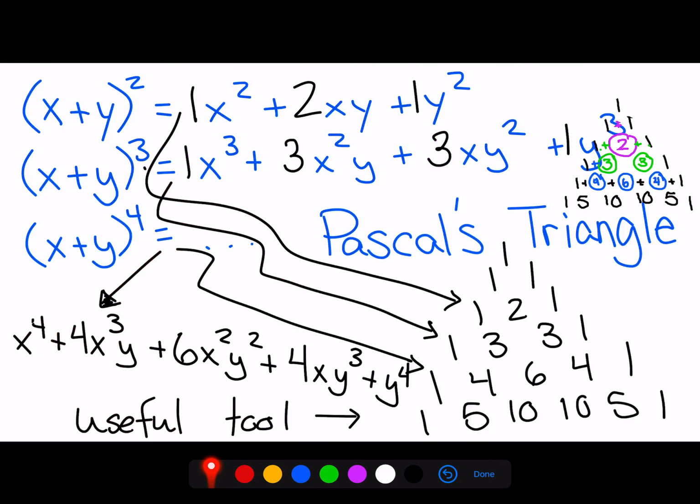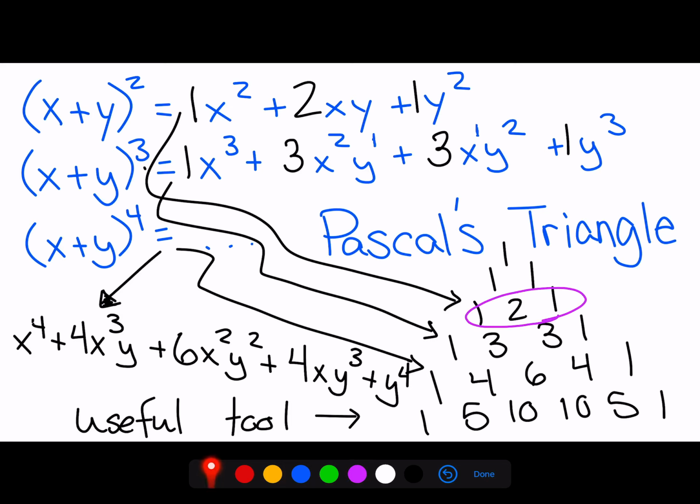Now, if I look back here, 1, 2, 1. Well, we can see that in Pascal's triangle right here. For x to the third power, 1, 3, 3, 1. I can find that in the third row. In the fourth row, 1, 4, 6, 4, 1. So this continues based upon what degree we're at.